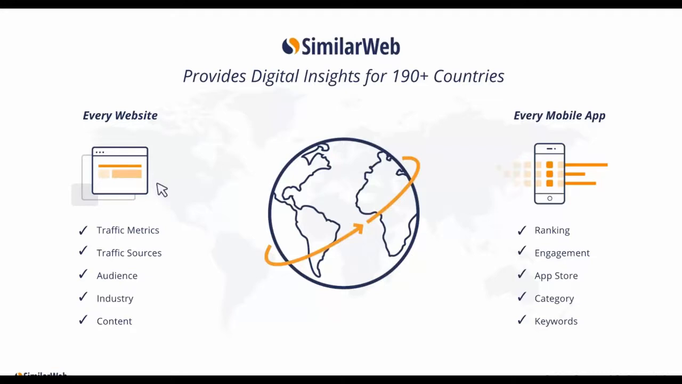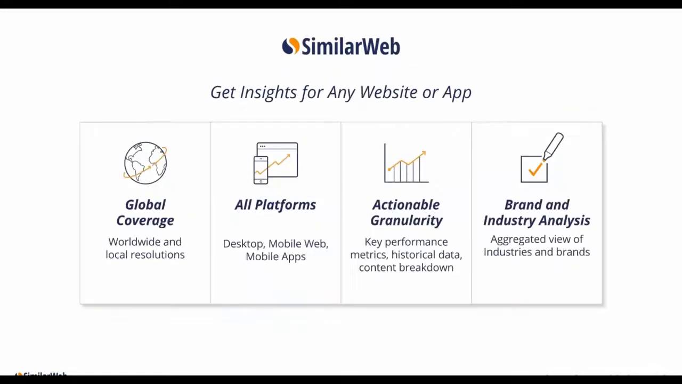The data that we provide is for 190 countries, so we have a worldwide country filter, and we also have a specific country filter for a specific region. In addition to analyzing a specific website or app, we also have the option to look at an aggregated overview for a specific industry and a specific market. We show data from all platforms, desktop, mobile web, and mobile apps. And that's about it.